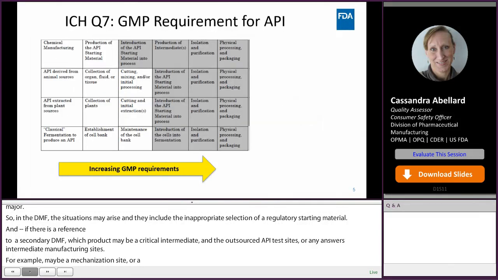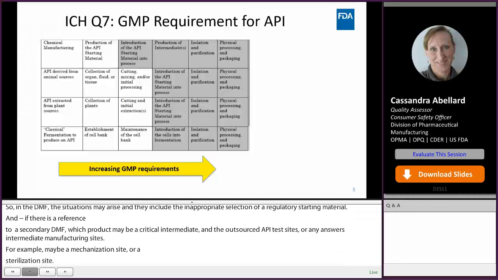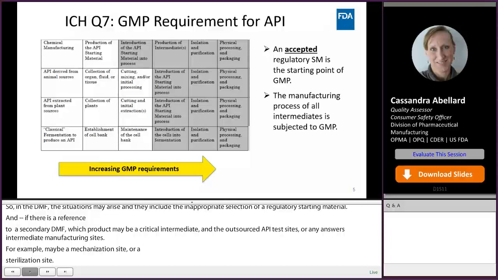Again, as most of you have previously seen, this is a section of the table located in ICH Q7, which outlines the increasing GMP requirements depending on the stage of manufacture of the drug substance. To note, an accepted regulatory starting material is the starting point of GMP. Now, accepted means accepted by the agency. And the manufacturing process of all intermediates is subject to GMP requirements.